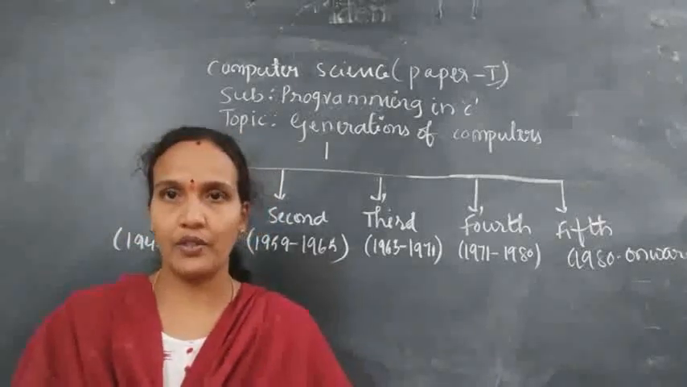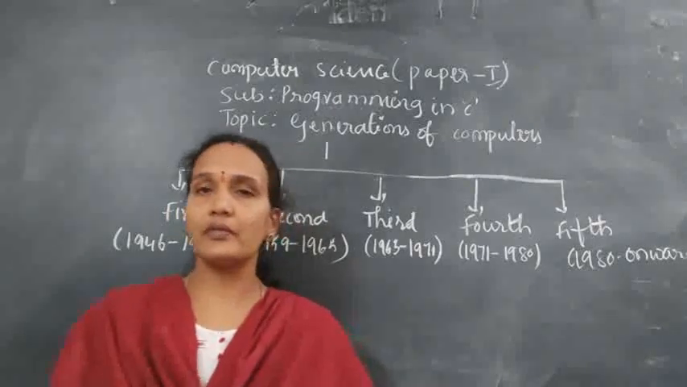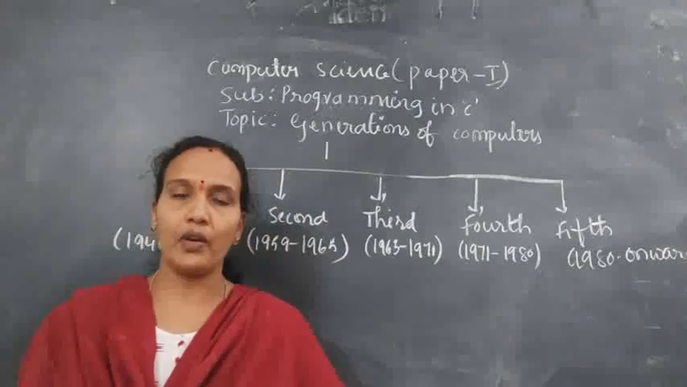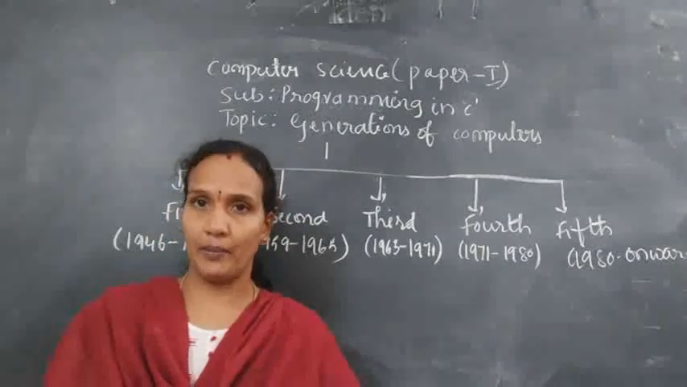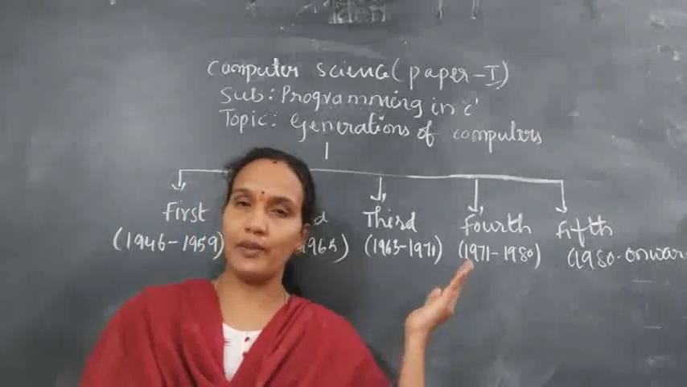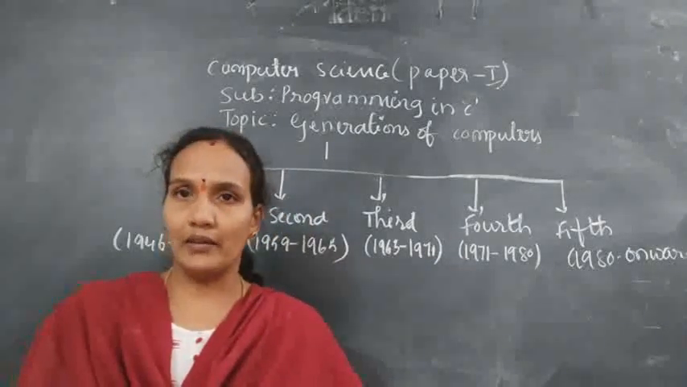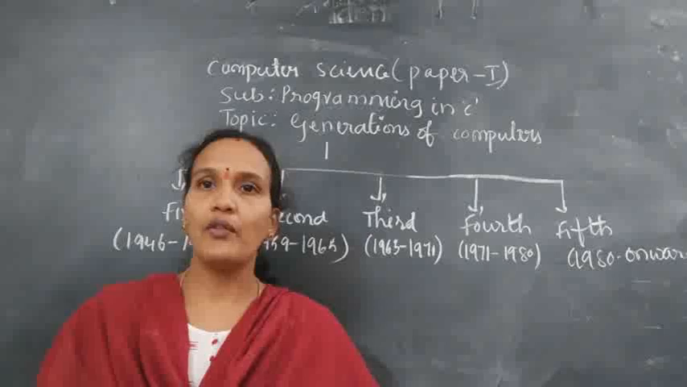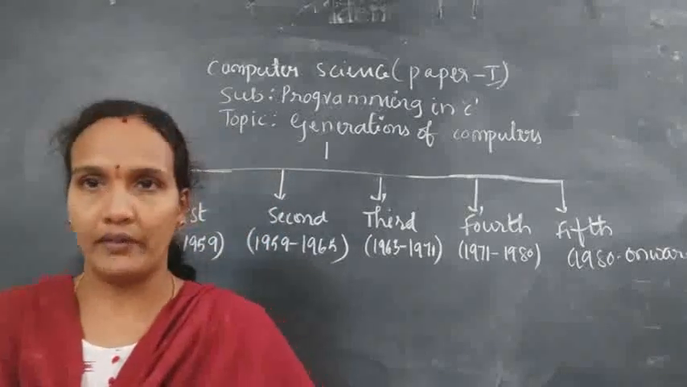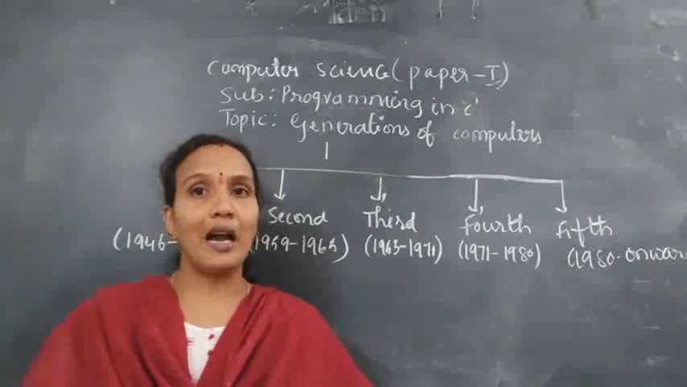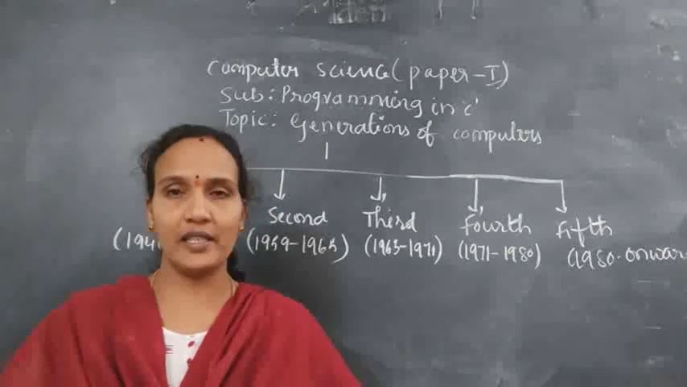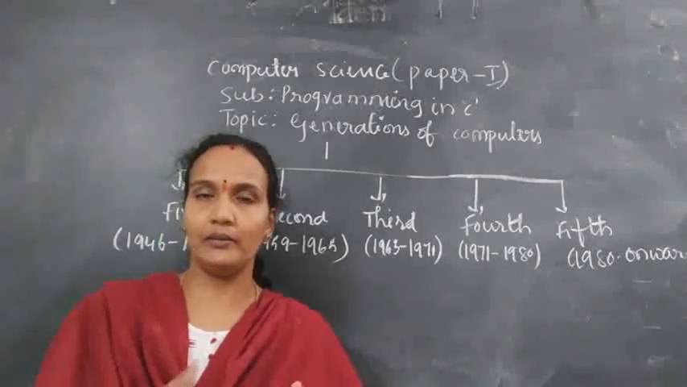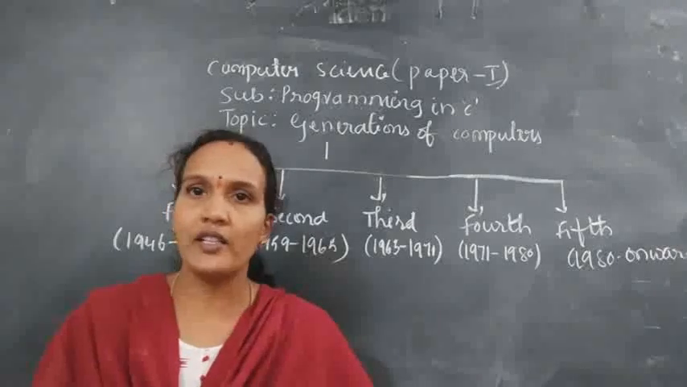What is the generation of computers? Actually, the history of the computer goes back several decades. The development of the computer started several decades ago, and till now we have 5 generations of computers. How many generations do we have? 5 generations. And how are these generations categorized, how are they different, if you want to distinguish the different generations?